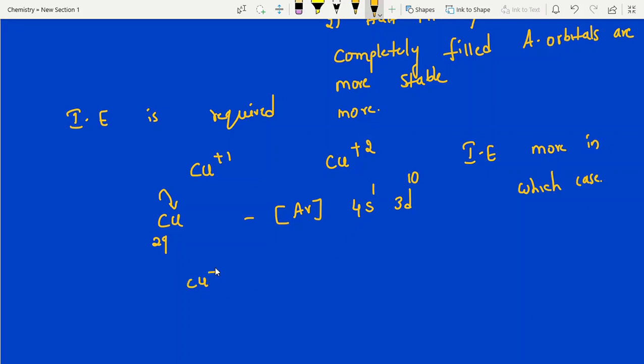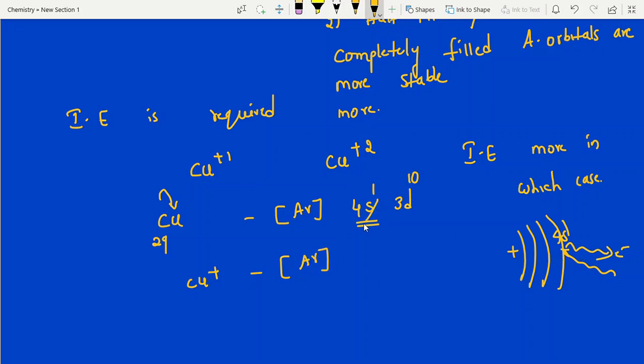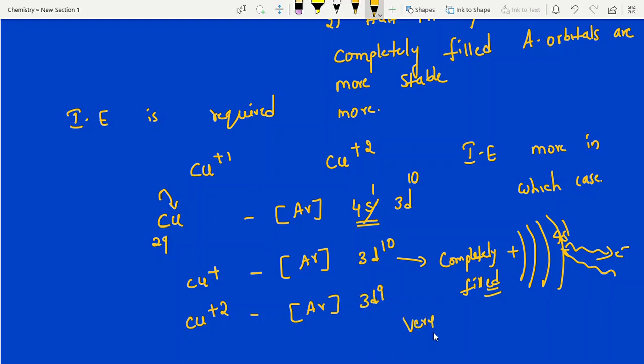Now copper +1 means we are removing an electron from the last shell. This is important. The last shell is the one with the highest principal quantum number, 4s1. We supply energy and remove the electron, and it becomes 3d10. Now copper +2: where are we removing the electron from? 3d10, completely filled, fully filled, so it is more stable. It is possible but very difficult to remove. That's why copper +2 ionization energy is exceptionally high. Like this we'll get questions. When they give ionization energy, definitely they give exceptional cases, half-filled and completely filled electronic configurations. Okay, now next one.